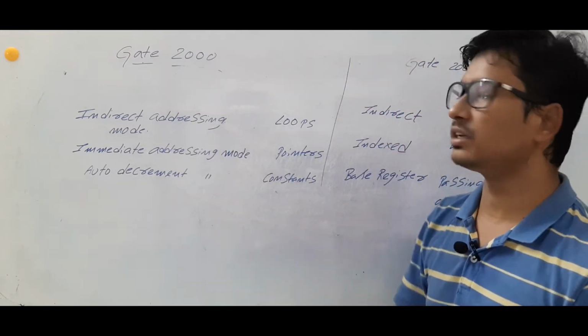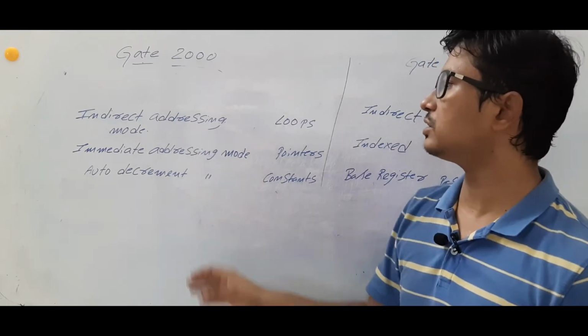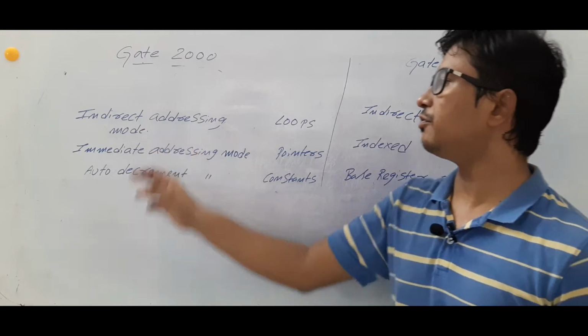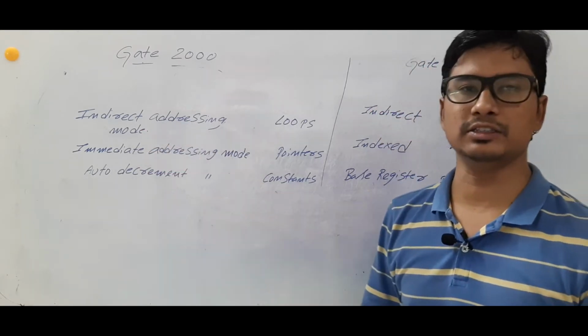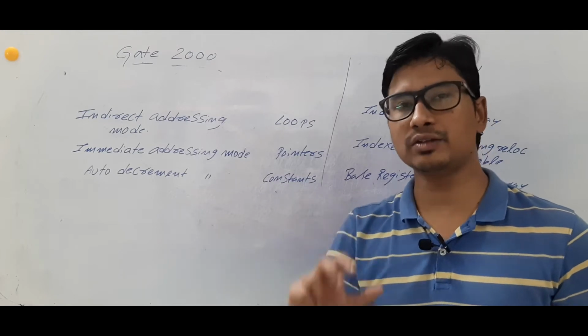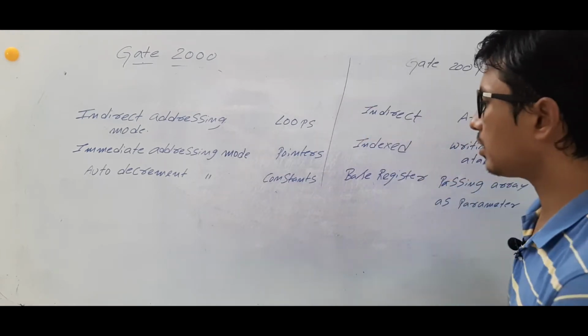They have given three addressing modes and three concepts, and they are asking us to match them appropriately. Now, first one, they have given the indirect addressing mode. In indirect addressing mode, instead of giving the address of the operand directly, you will give it indirectly. Am I right or wrong?